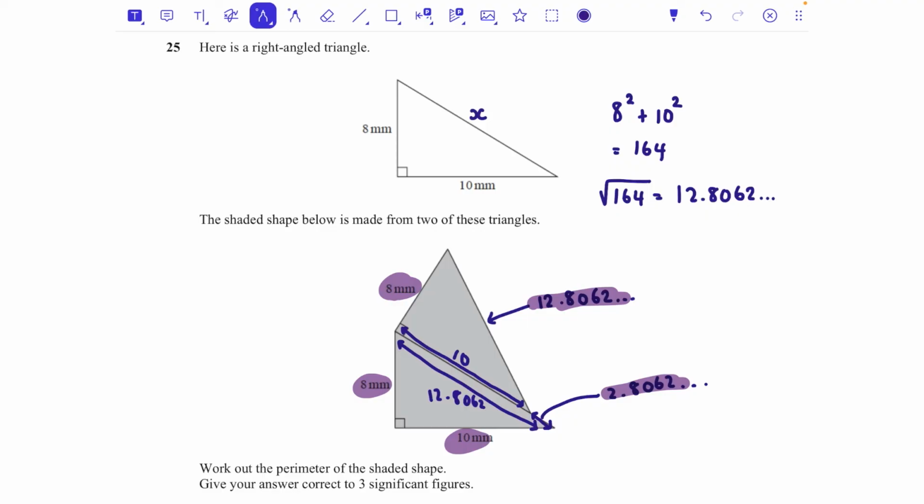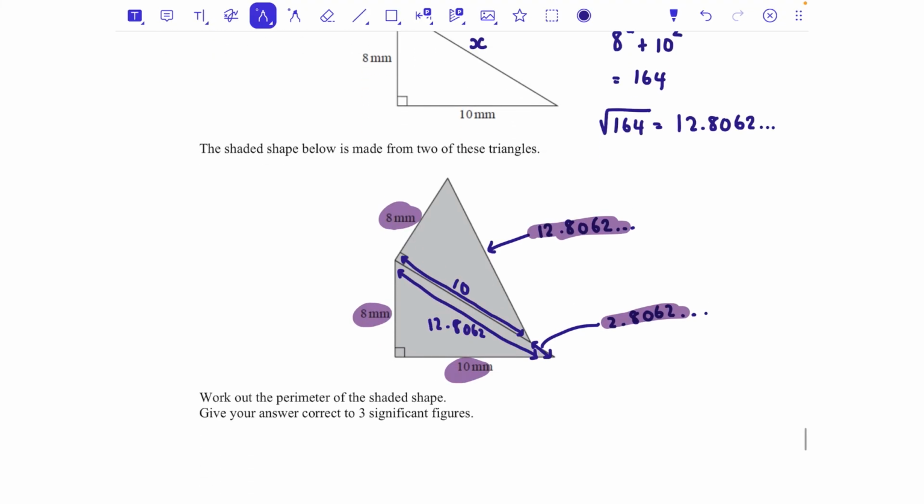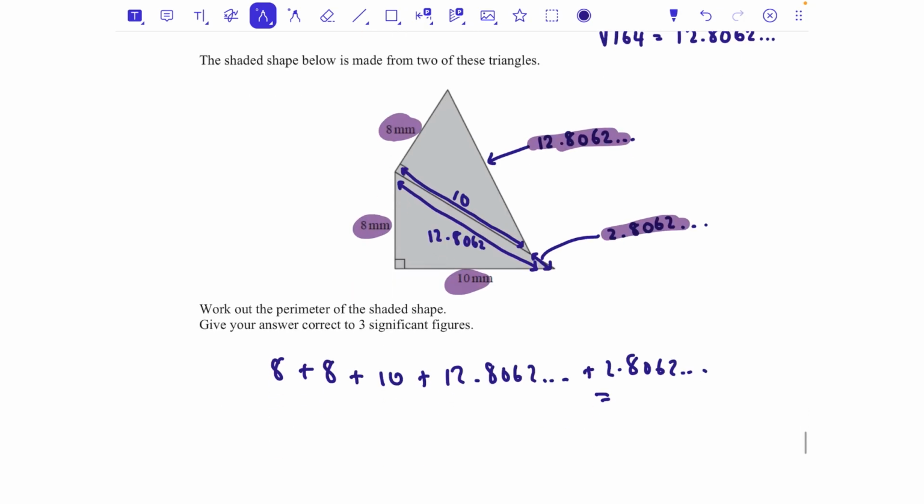So 12.8062, add 2.8062, add 10, add 8, add 8. Now try not to round any of your answers until you get to the end. If you can, always do a good few decimal places. I get for that, so let's put 8, add 10, add 12.8062, add 2.8062, equals 41.6124, and that's to 3 significant figures.